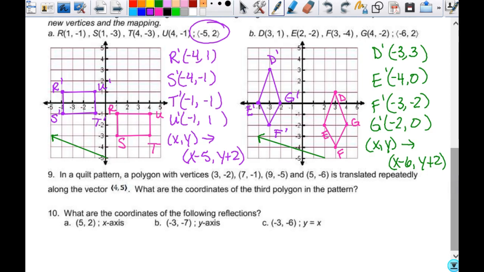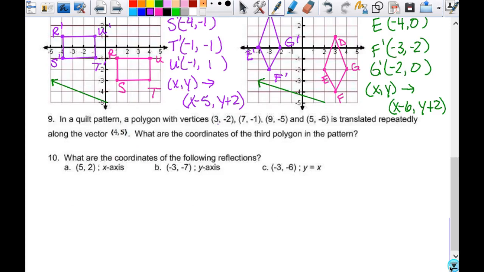All right, so then in a quilt, a polygon with these vertices is translated repeatedly along this vector. What are the coordinates of the third polygon in the pattern? Okay, so it means I start with a polygon, the third one in the pattern. So I start here, and then I translate it along these. So let's say that it's my prime. I should have labeled these with letters to help.